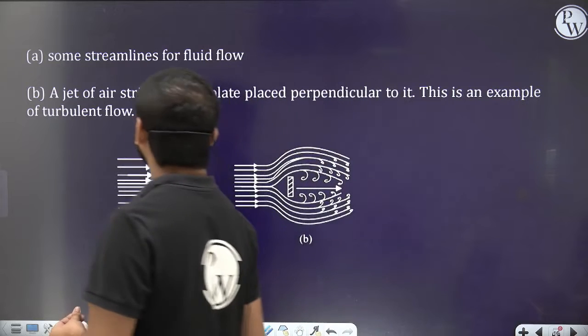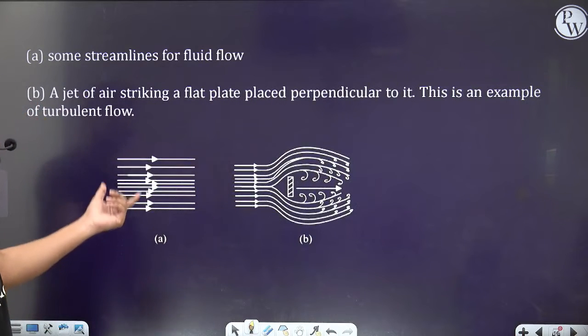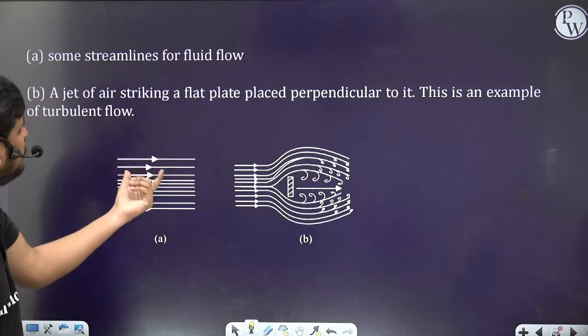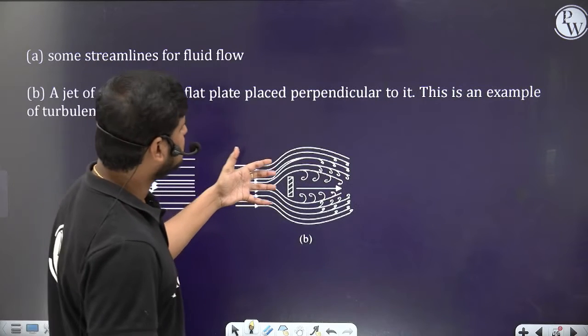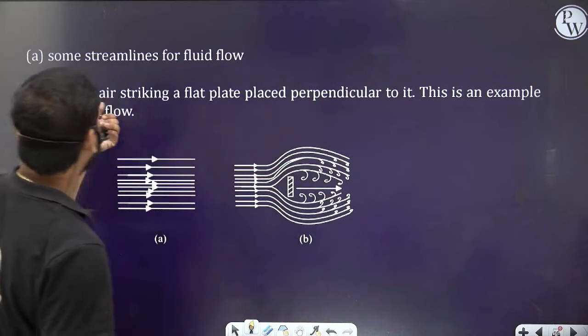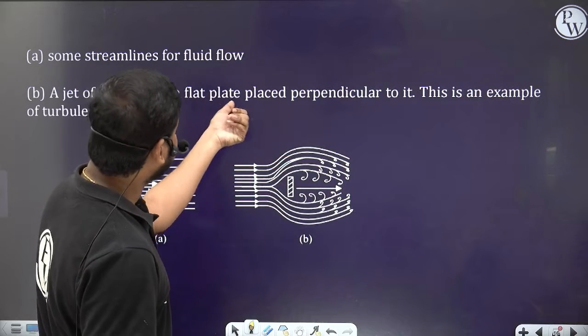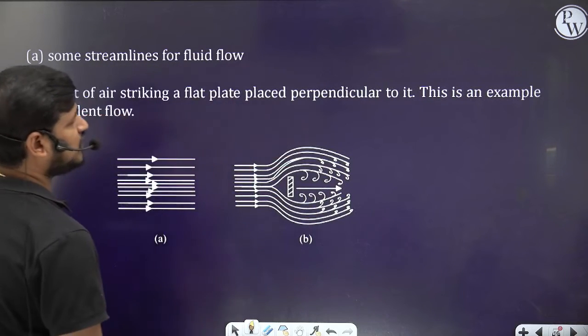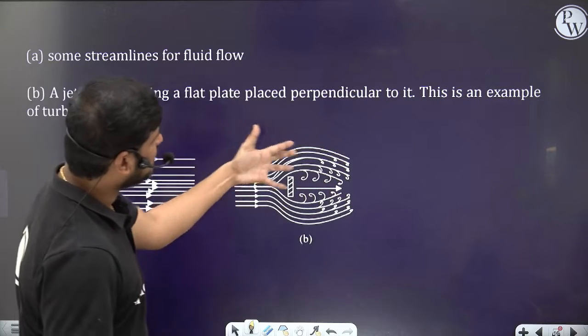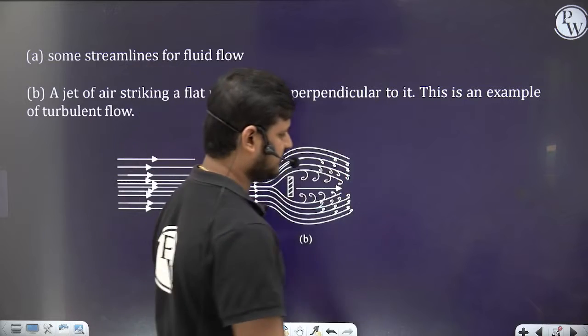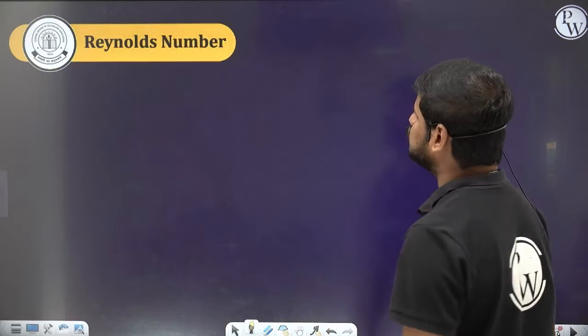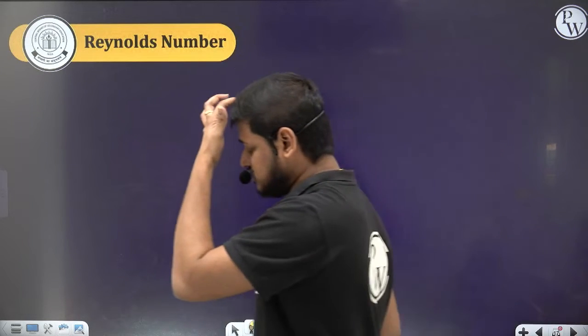Next, here are the NCERT diagrams, so you can see the diagram. Some streamlines for the fluid flow. This is the streamline flow you can observe. And here you can see the turbulent flow, a jet of air striking a flat plate placed perpendicular to it. This is an example of turbulent flow. At different points the different velocities will be there for this. Clear? Sure.